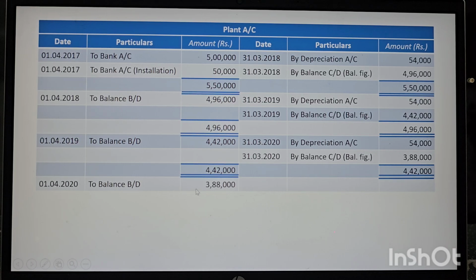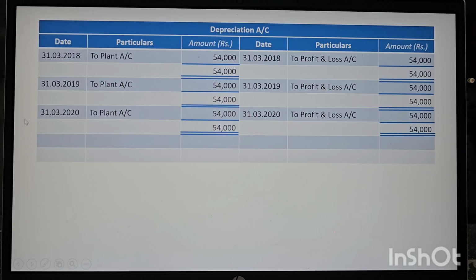We will stop the sum over here, as we are only being asked to calculate and charge the depreciation for the first 3 years. So 2018 is the first year, 2019 is the second year, and 2020 depreciation is the third year, and we have just kept the balance as to balance BD on 3,88,000. Similarly, for the year 31st of March 2020, we are again charging the depreciation over here as 54,000, and this amount is being transferred to the profit and loss account of 54,000 in this sum.